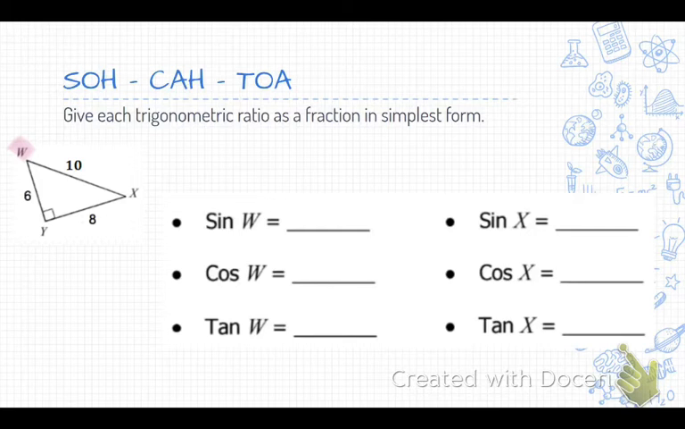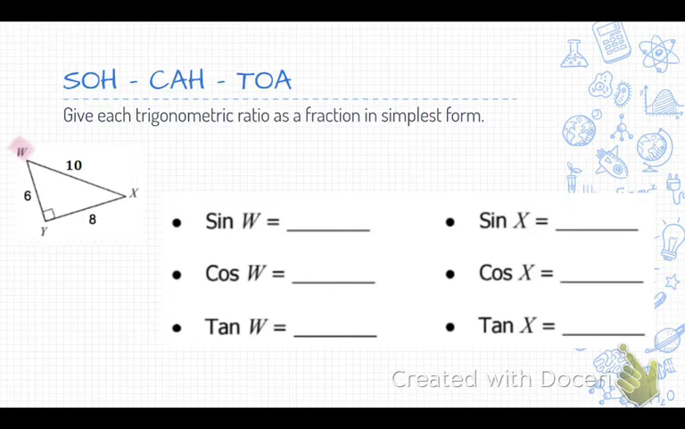Okay, so it says give each trig ratio as a fraction in simplest form. So what's a ratio? A ratio is a fraction. We're comparing two numbers to each other. So on the SBAC, there are questions that say write the trig ratio for sine A, and you literally write whatever opposite over adjacent, opposite over hypotenuse, and that would be your answer. So when it asks for the trig ratio, you don't have to simplify it. You literally need to write opposite over hypotenuse or adjacent over hypotenuse or whatever it is.